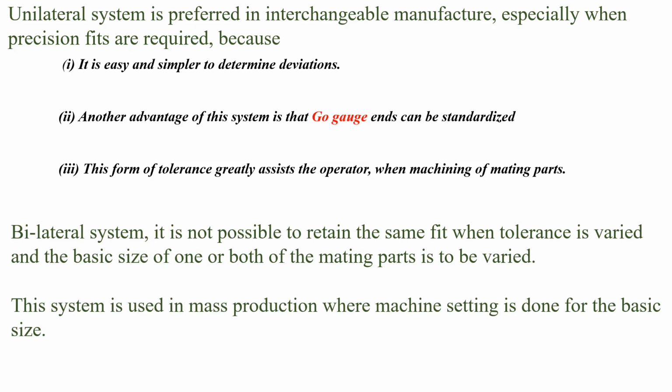In the bilateral system, it is not possible to retain the same fit when the tolerance is varied and the basic size of one or both of the mating parts is to be varied. Moreover, the bilateral system is used in mass production where the machine setting is done for the basic size.